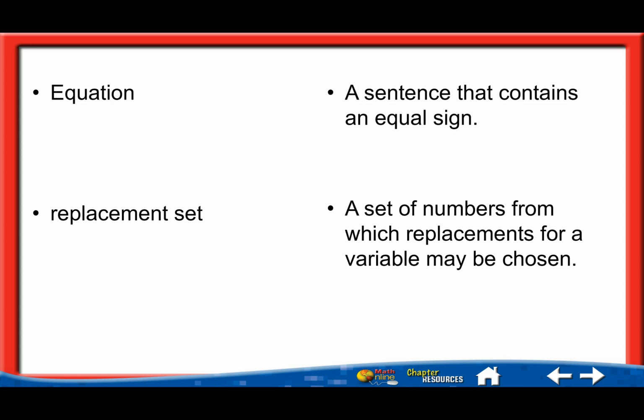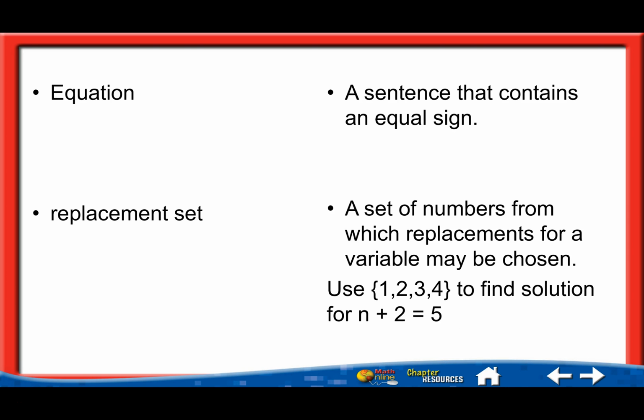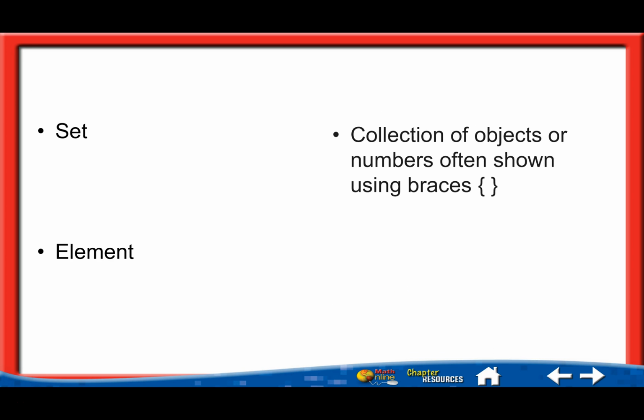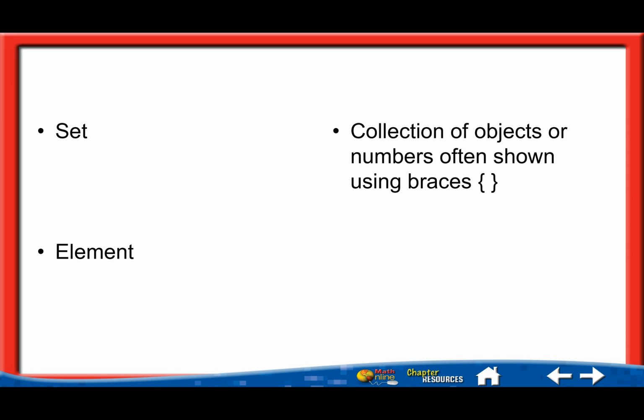Replacement set. This is a little new. A set of numbers for which replacements for a variable may be chosen. So, for example, you'd use 1, 2, 3, and 4 to find the solution for n plus 2. So they'd want you to insert this one, then this one, then this one, then this one. A set is a collection of objects, often shown using braces. You just saw this a second ago. So it would look like that, numbers inside of a set of braces. Sorry, braces, not brackets. An element is each number in that set.